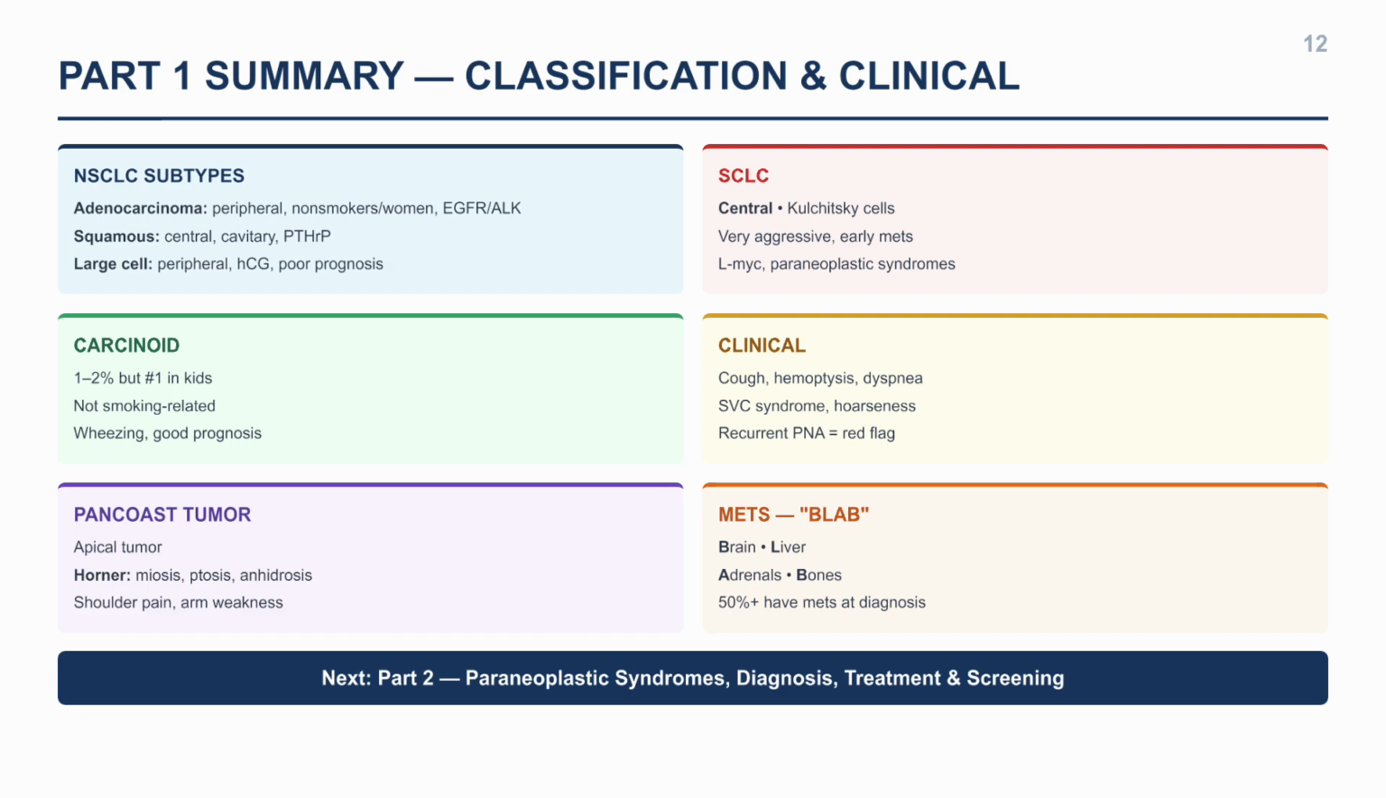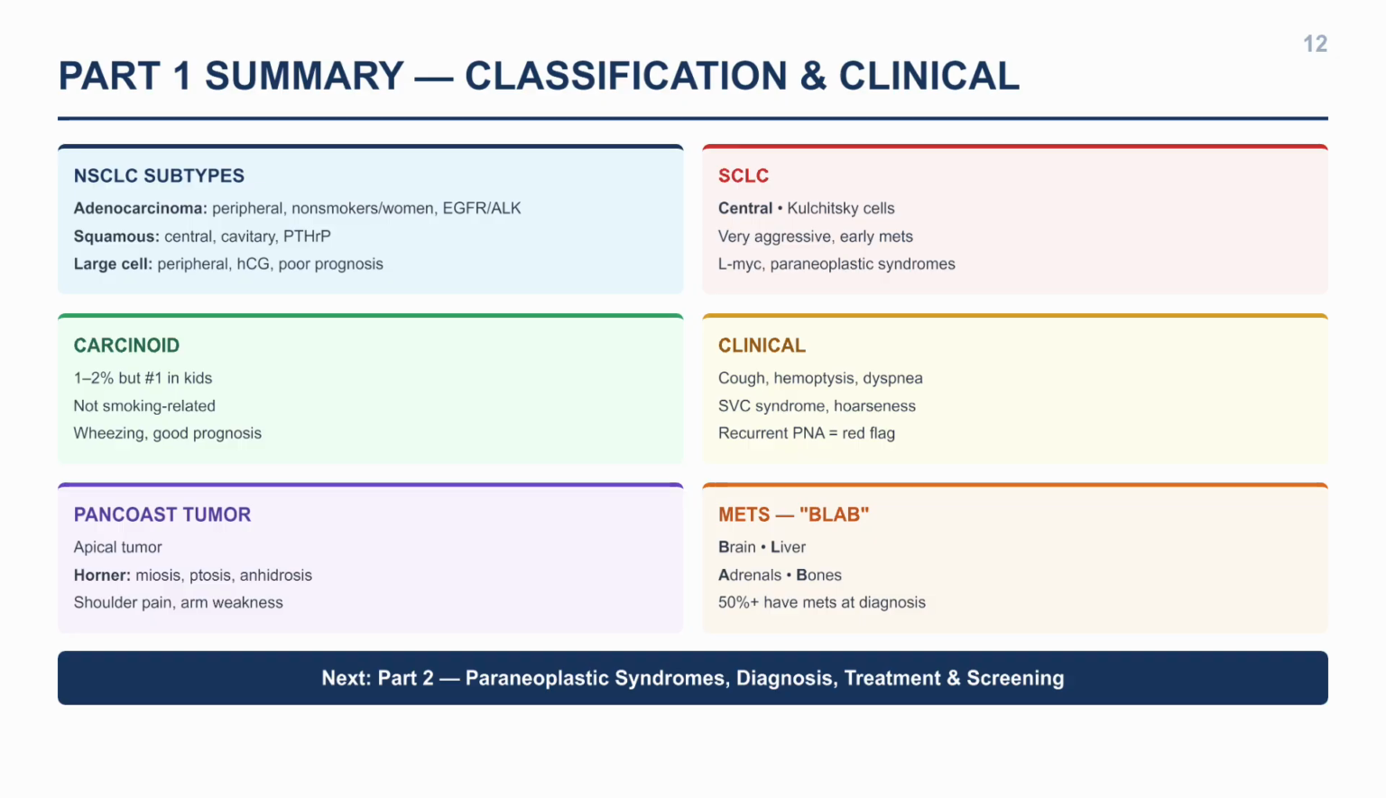Squamous cell carcinoma is central, cavitary, linked to smoking, and produces PTHrP causing hypercalcemia. Histology: keratin pearls and intercellular bridges. Large cell carcinoma is peripheral, undifferentiated, with poor prognosis, and can produce HCG, causing gynecomastia.